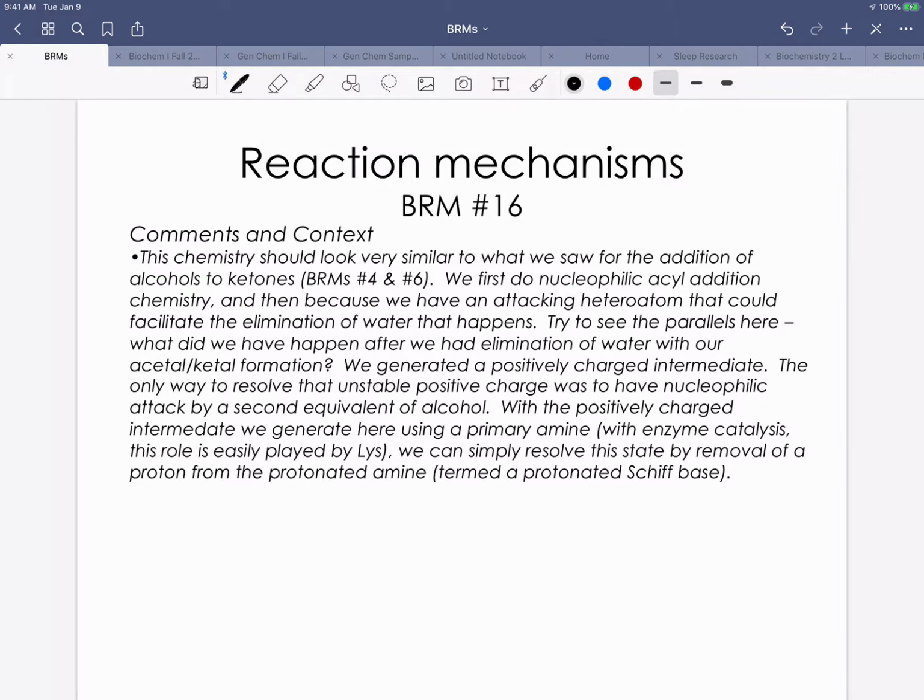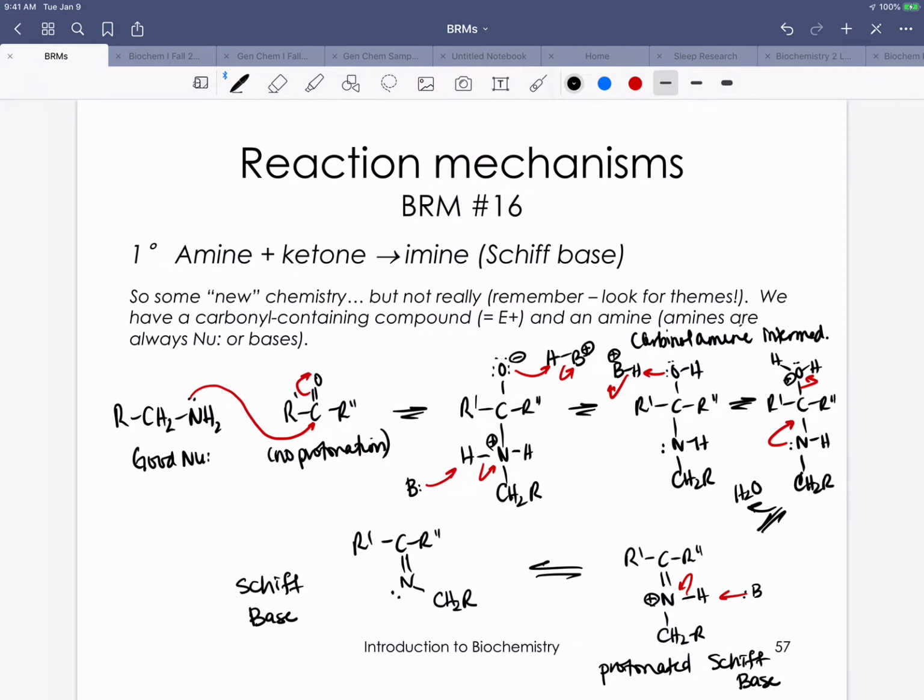We should say that this is a protonated imine. And again, that's a protonated Schiff base, and we generate our Schiff base. So again, just highlighting here, we resolve this positively charged intermediate by just simply deprotonating, and we get to our Schiff base here. So again, this is an imine. This is a protonated imine.